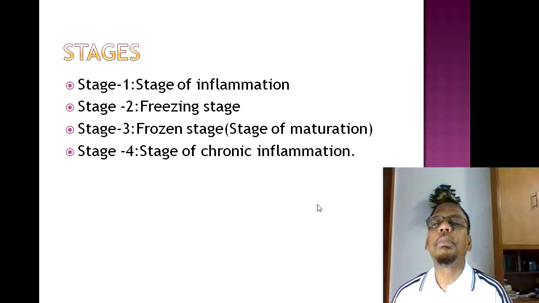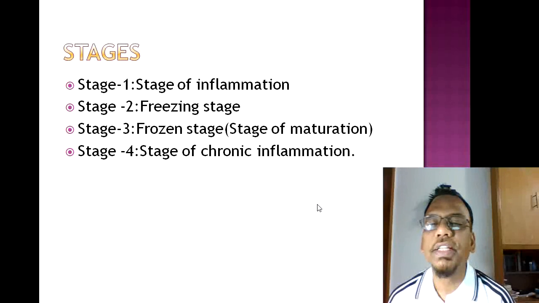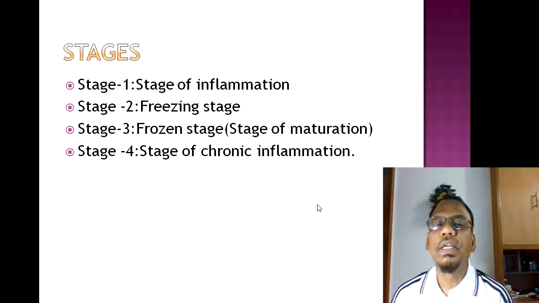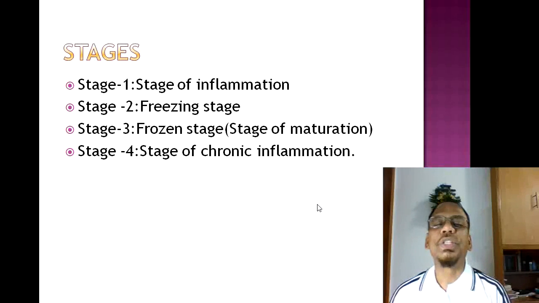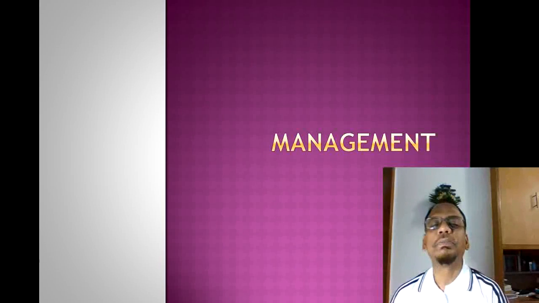If you consider the pathological stages, there are four stages. Stage 1, stage of inflammation. Stage 2, stage of freezing. Stage 3, stage of maturation. And stage 4, the stage of chronic inflammation.